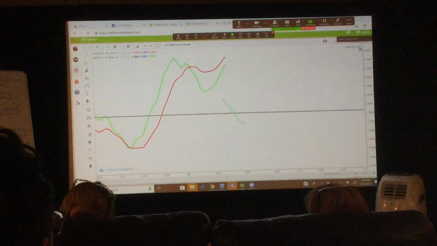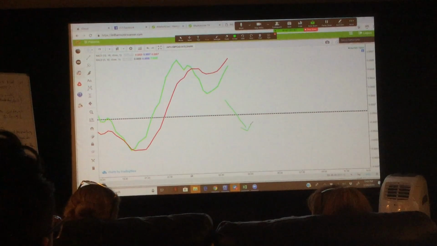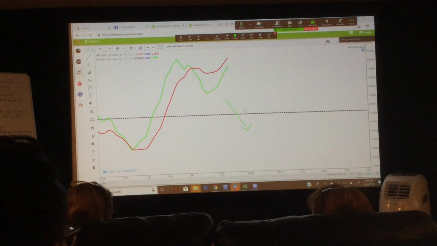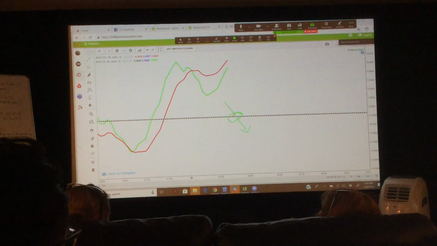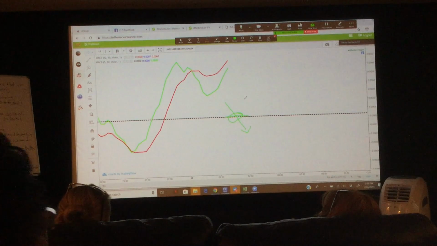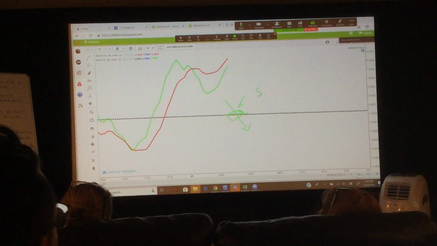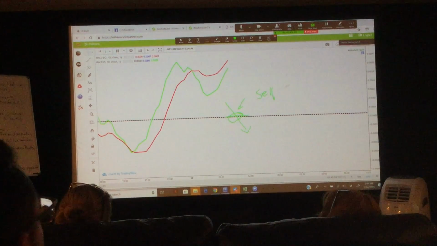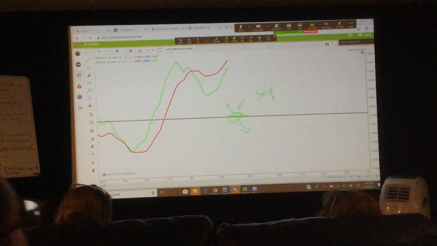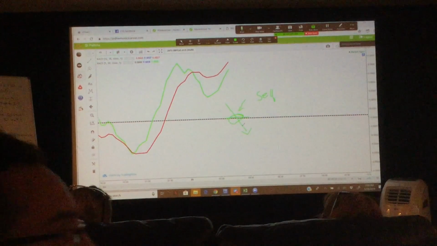Best point to sell is when the green line comes down here. It has to cross this black line going down. That's your indicator right there to sell. And that's already profit, right? Yeah. When it crosses, it's going to start putting you in some money.